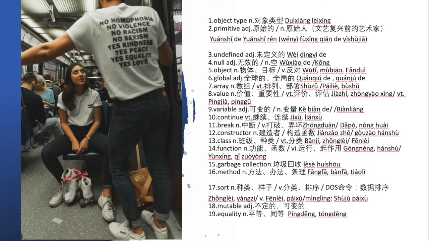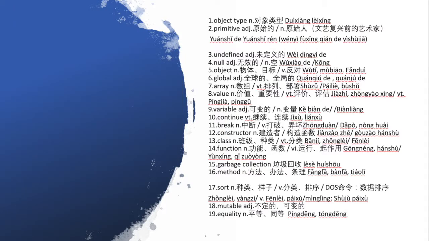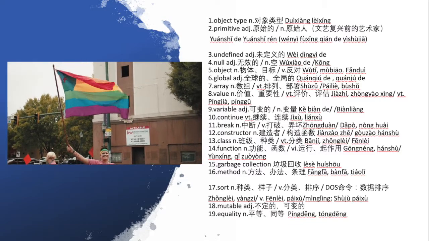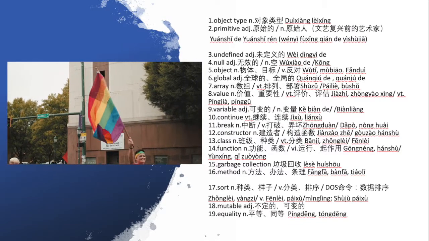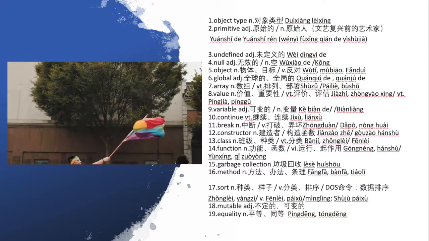Mutable, as you can change something, so mutable. 可变的 is an adjective, so we also use it a lot. Equality, like you're equal. I put the video here and there is a protest, or kind of a meeting. They want everybody to be equal, so equality. 平等 or 同等 is equality.